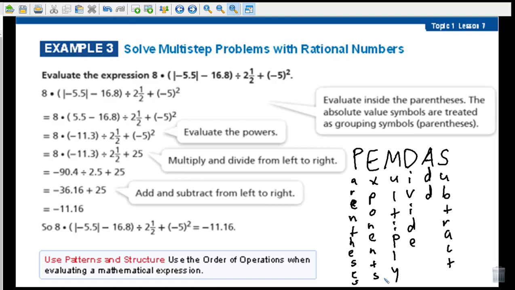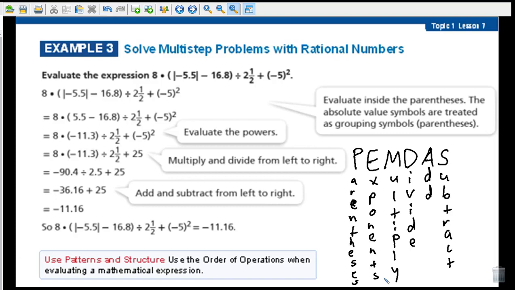Example 3, solve multi-step problems with rational numbers. Evaluate the expression 8 times, parentheses, absolute value, that's what those bars are, the absolute value, negative 5.5, and absolute value, minus 16.8, end parentheses, divided by 2.5 plus negative 5 to the second power.